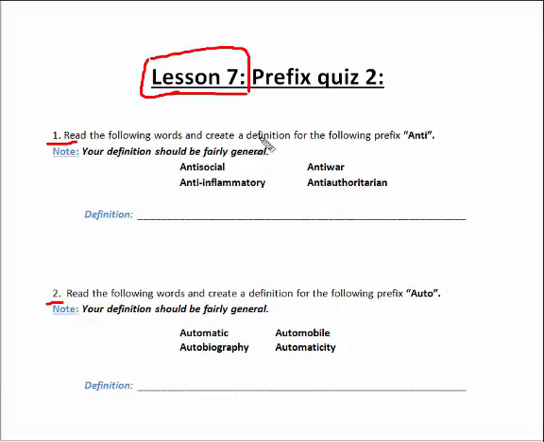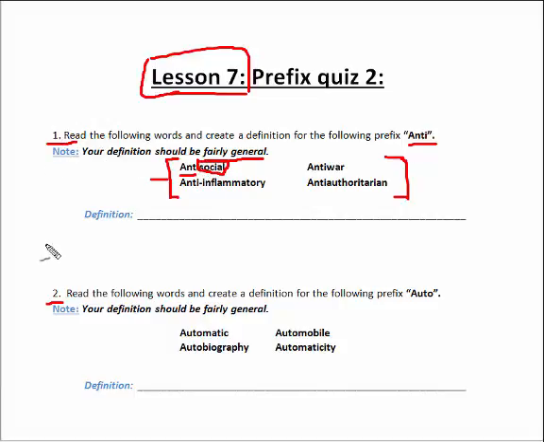Number 1 says, read the following words and create a definition for the following prefix. Anti. Once again, we want to have a fairly general or loose definition based upon the words that you see here. I have tried to select some words, 2 or 3 that are really common that most kids will know, and then over here usually the last 2 are going to be ones that are vocabulary words that we're not familiar with. Based upon the words that we know, we can assume and create a new definition for the words that we don't know. Remember, prefix is the beginning of the word, and the middle of the word, for example, here is called the root. Let's go ahead and get started.